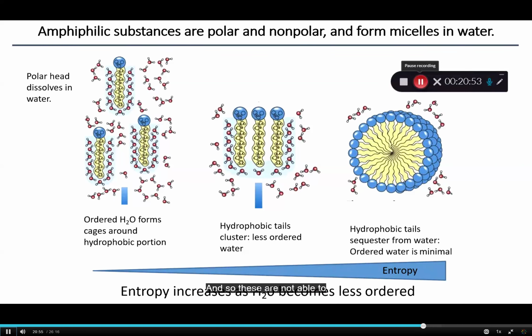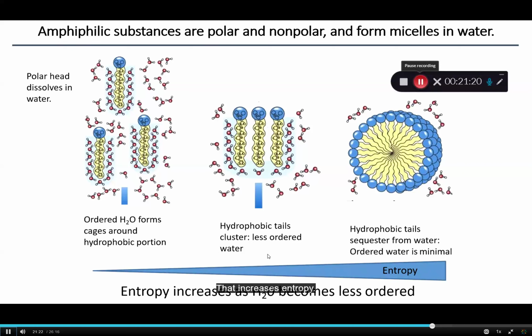And so these are not able to form hydrogen bonds anymore with its neighbors because they're ordered trying to surround these hydrophobic tails. But if these three tails come together and cluster together, then we release a lot of that water, right? So now we only have order around the outside of this one, around the tips here and the outside of this one. All of the water that was surrounding this one has now been released, and those molecules are allowed to create hydrogen bonds with other water molecules.